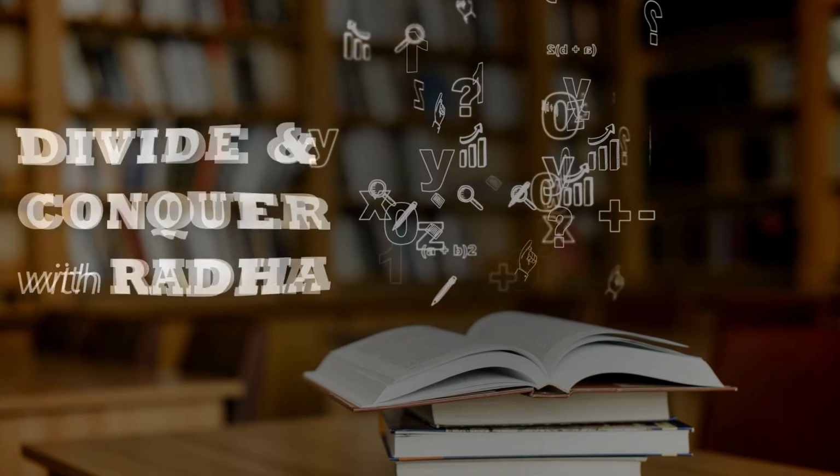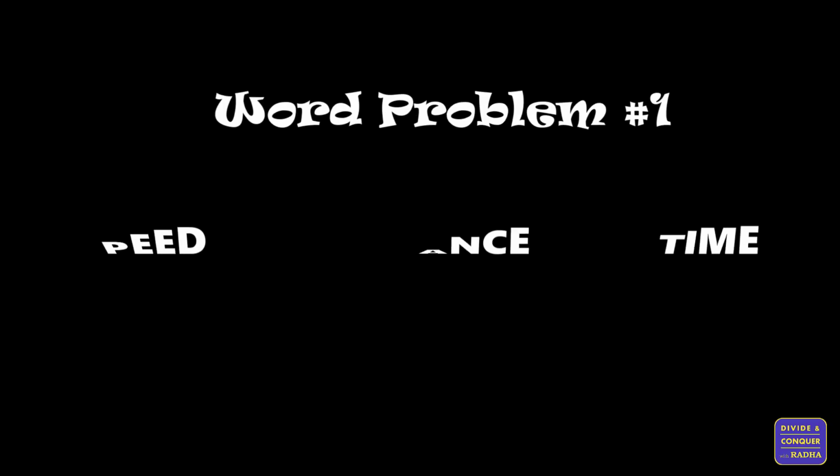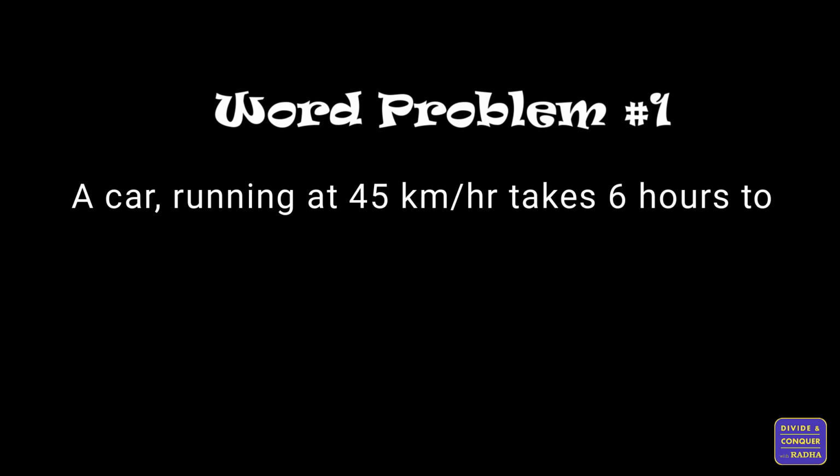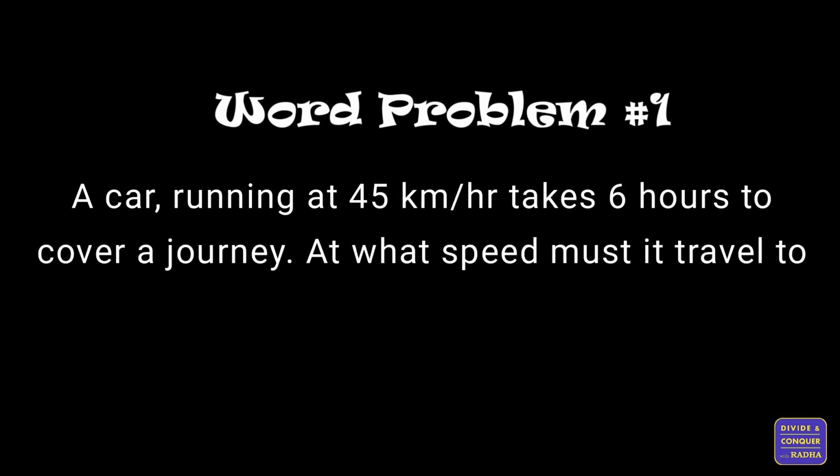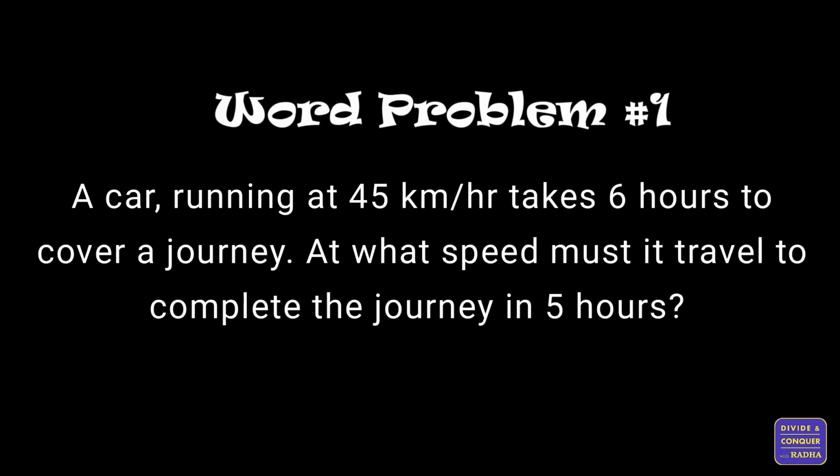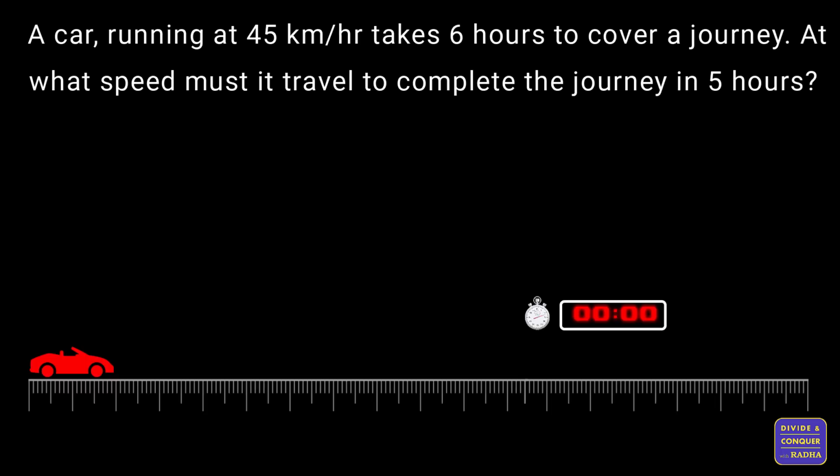In today's session, we are going to solve a word problem related to speed, distance and time. A car running at 45 km per hour takes 6 hours to cover a journey. At what speed must it travel to complete the journey in 5 hours? Let's split the sum into two parts.